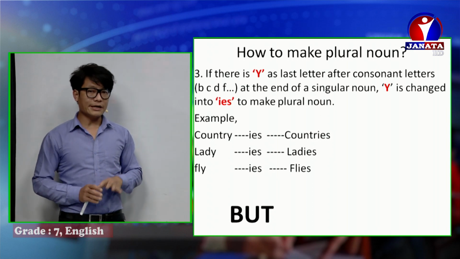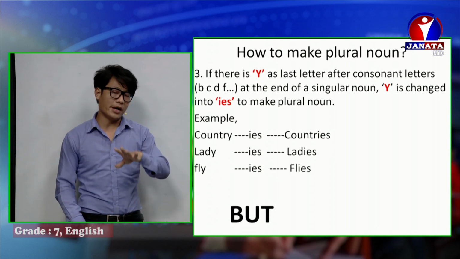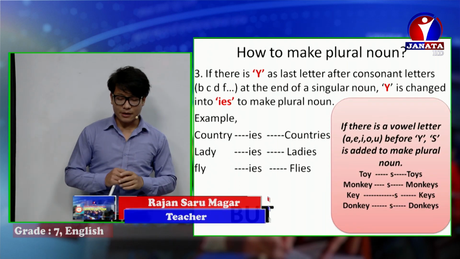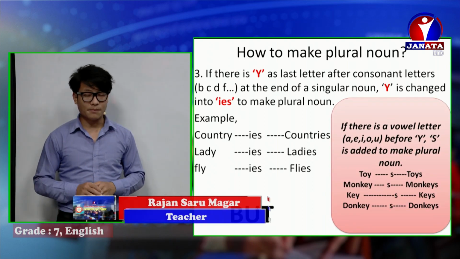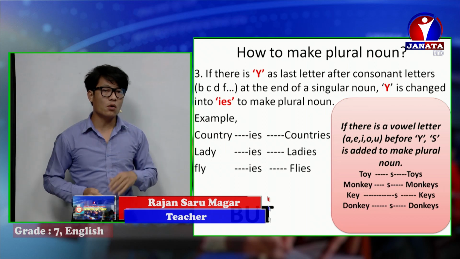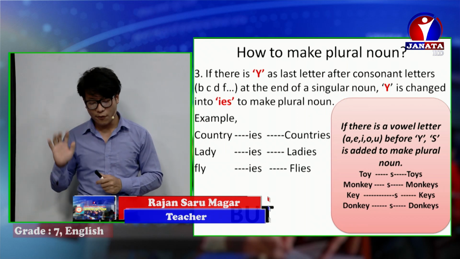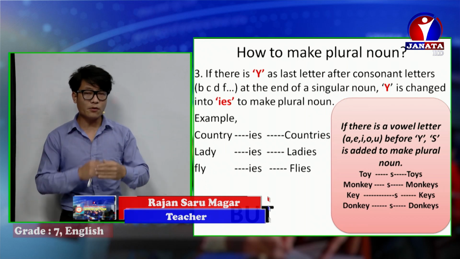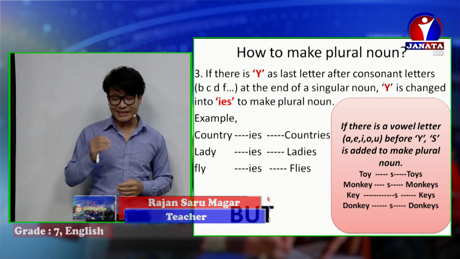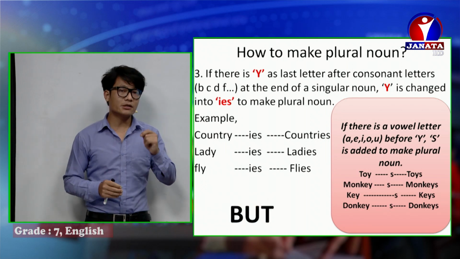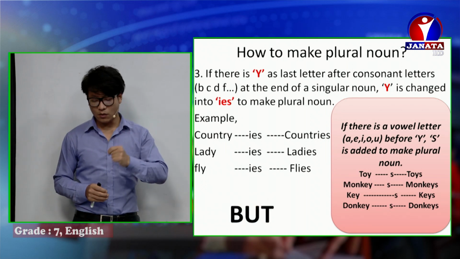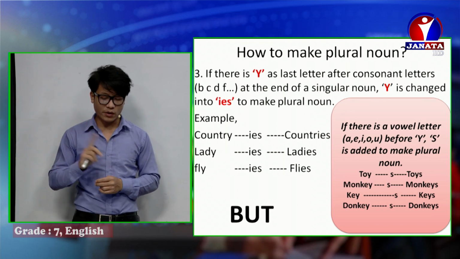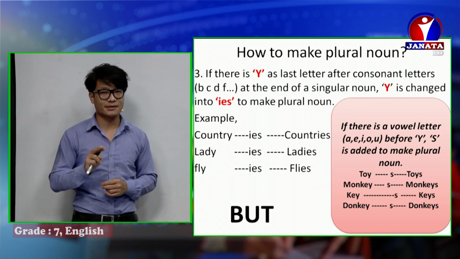But this is the rule if there is a consonant letter before Y. What will it be if there is a vowel letter, obviously you know, A, E, I, O, U, five letters? If there is a vowel letter before Y, S is added to make a plural noun, like T-O-Y, toy, and we need to add S, and it becomes toys. T-O-Y-S.